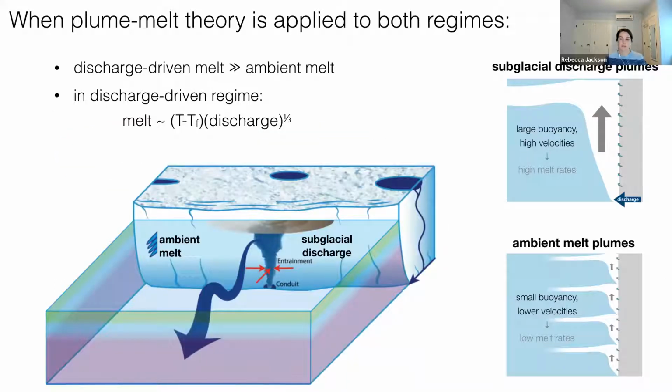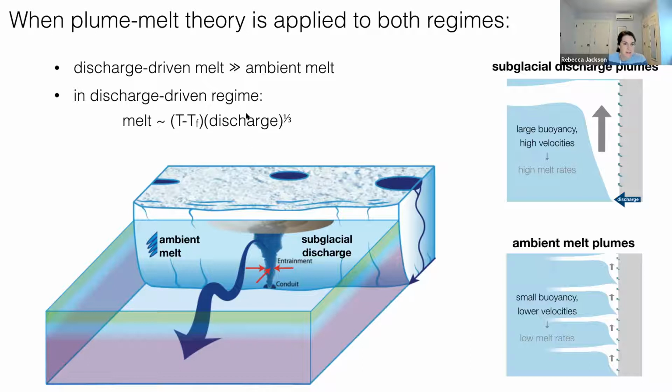I also want to point out that this is used to model both types of plumes along the glacier terminus. So again, we have discharge plumes and ambient melt plumes. And with this framework, we expect that the discharge-driven melt should be much larger than the ambient melt, both in terms of local melt rates, but also much larger in terms of the total melt over the terminus. It's the same physics in these plumes, but there are different parts of the parameter space.